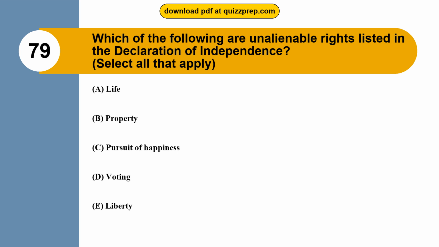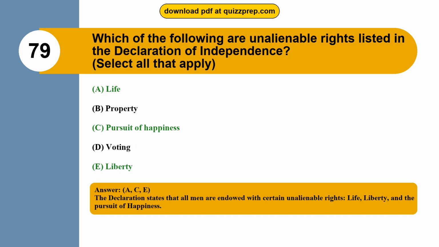Question 79. Which of the following are unalienable rights listed in the Declaration of Independence? Option A, life. Option B, property. Option C, pursuit of happiness. Option D, voting. Option E, liberty. The correct answers are options A and C and E. Life, pursuit of happiness, liberty. The Declaration states that all men are endowed with certain unalienable rights, life, liberty, and the pursuit of happiness.